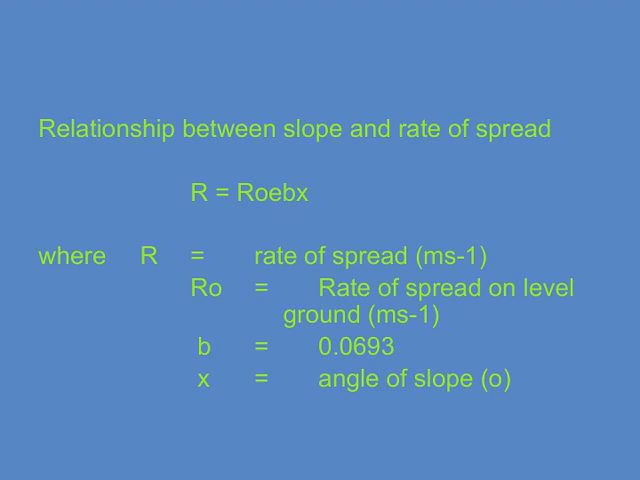In essence, as the slope angle increases, the rate of spread increases exponentially. This highlights how steeper slopes can significantly accelerate the spread, which is a crucial point when assessing fire behavior in hilly or mountainous terrains. Understanding this relationship helps us predict how fires might behave differently depending on terrain, reinforcing the importance of considering topography in fire management and safety planning.